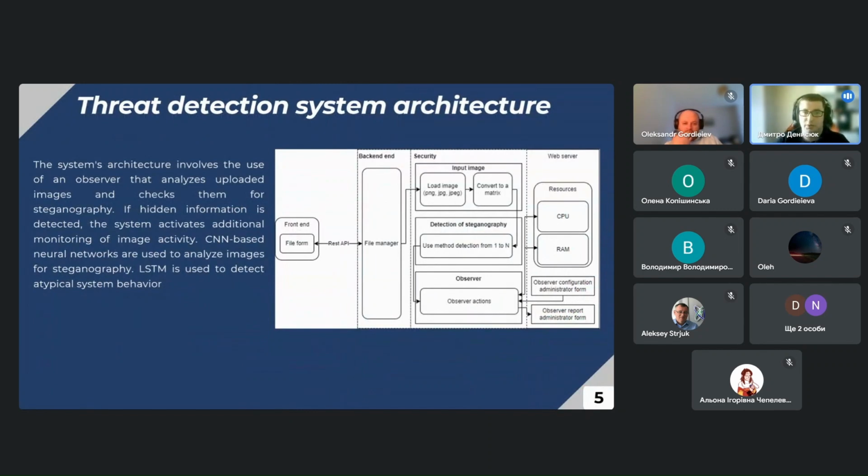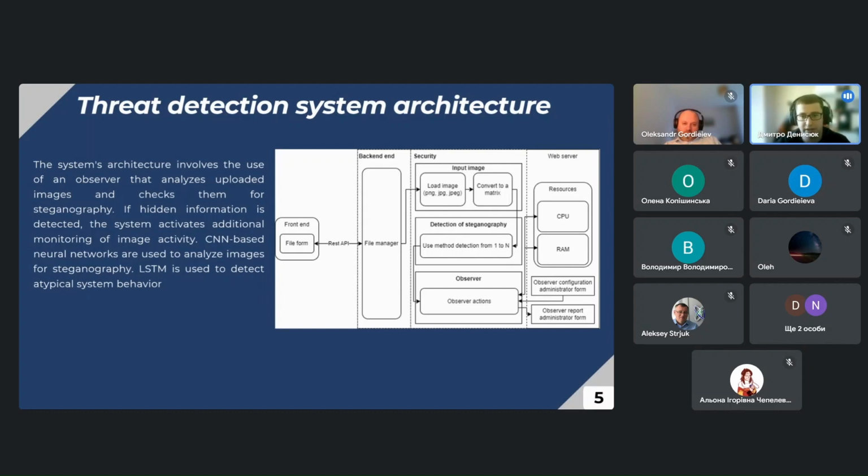The architecture of the proposed system includes several modules. The first module is the image upload interface, where a user or potential attacker can upload a file. Next, the image analysis module checks the image for steganography using a CNN, convolutional neural network. If steganography is detected, the system activity observer module will monitor the activity associated with this image.